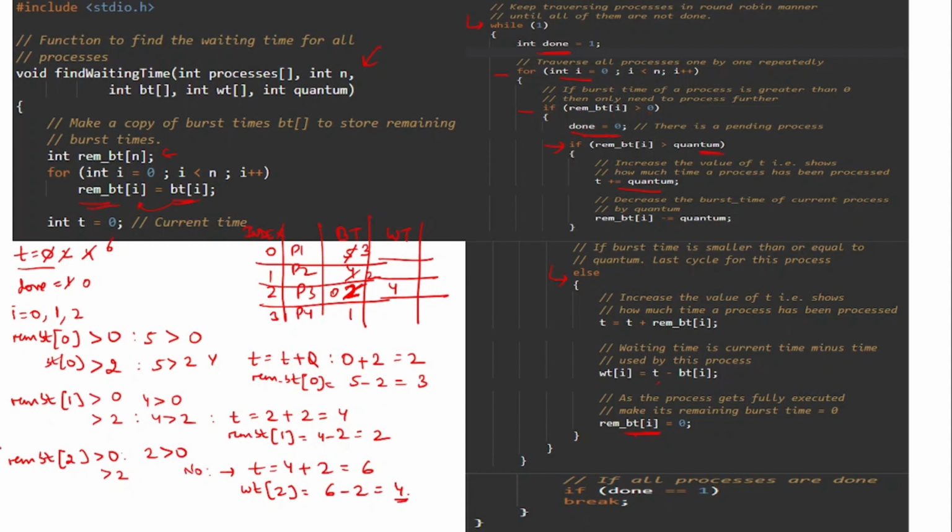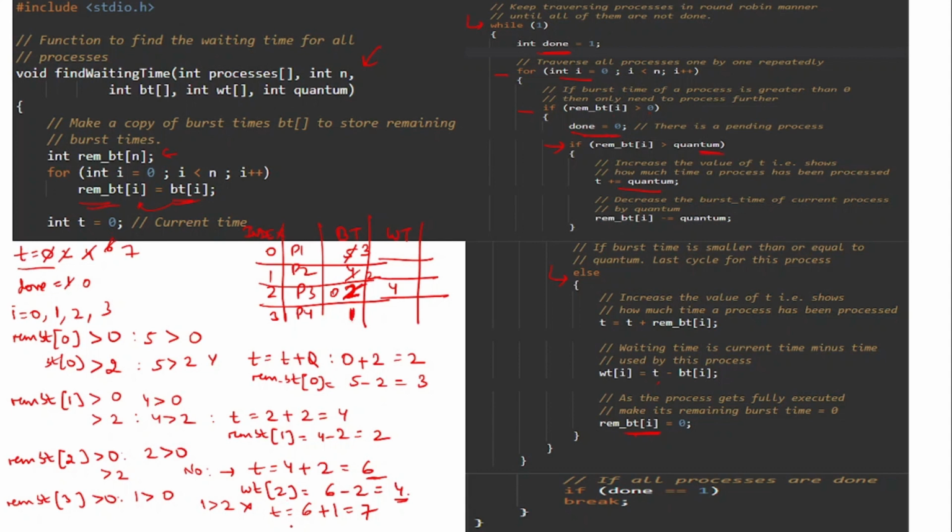Now let's switch to the value of I equal to 3. When I is equal to 3, I see that the remaining burst time of 3 is greater than 0. So I see 1 is greater than 0. Definitely it's greater. So I initialize done with the value 0 again. Then I check whether 1 is greater than 2, which is not the case. So again same thing will happen. t will be equal to its previous value, that is 6, plus the remaining burst time of process 3, that is 1. This will be 7.